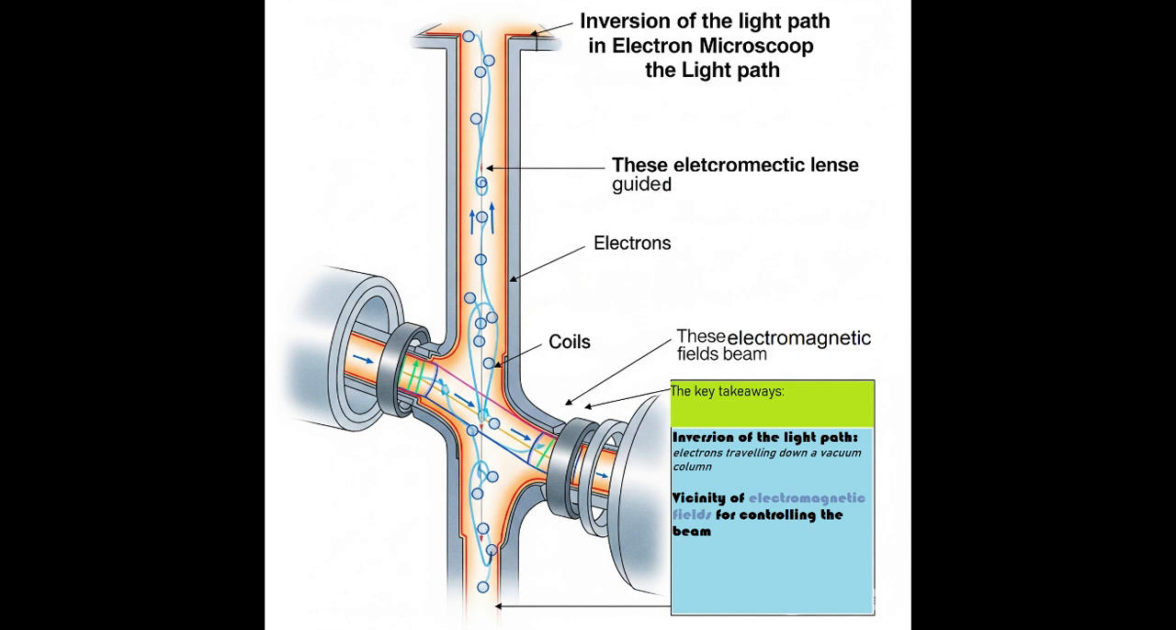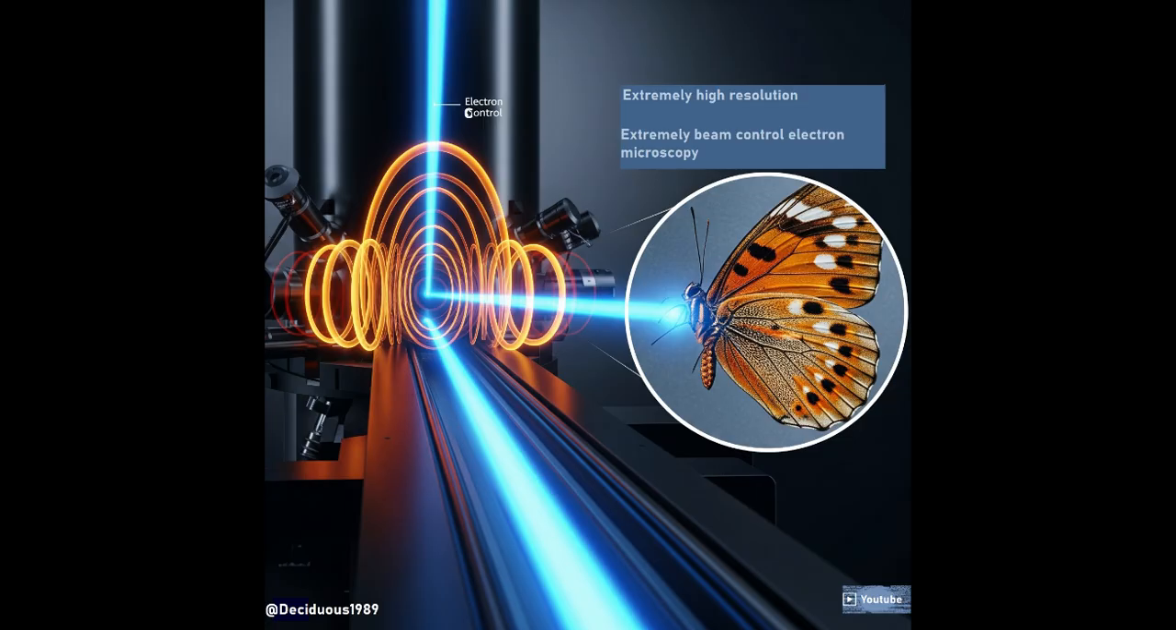So the key takeaway here is the inversion of the light path. Electrons usually travel down a vacuum column, with reliance on electromagnetic fields to control the beam. These fundamental design choices are what enable electron microscopes to achieve their incredible resolution and provide detailed information that light microscopes simply cannot.